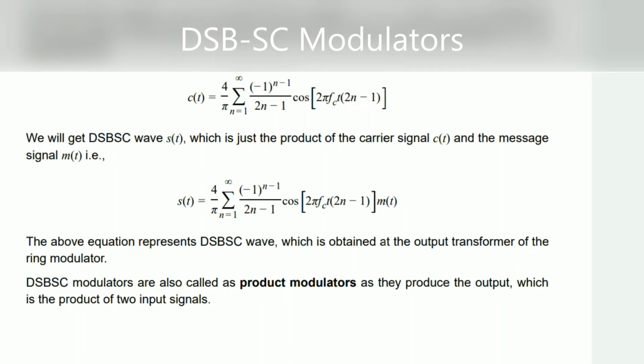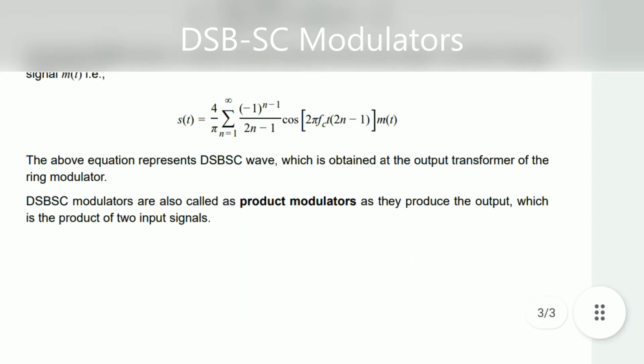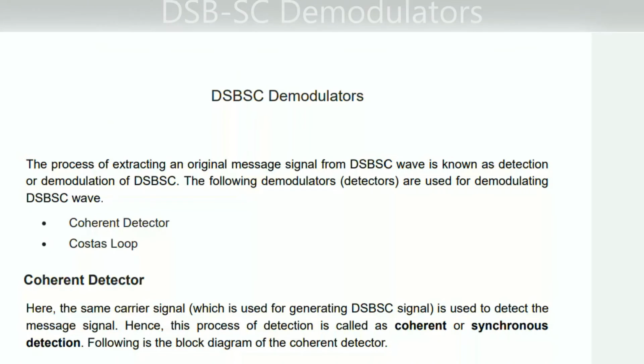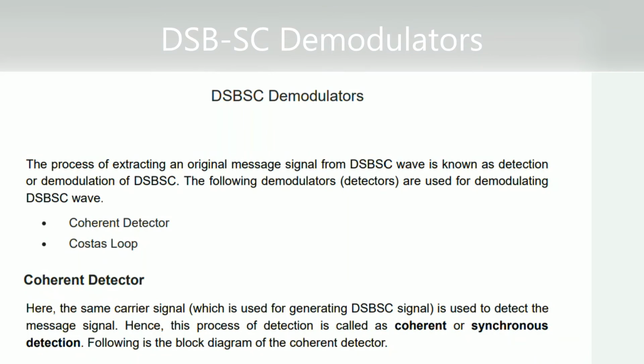DSB-SC modulators are also called product modulators as they produce an output which is the product of two input signals: one is the message signal, one is the carrier signal. So these are all about the two types of double sideband suppressed carrier modulators. Next we will see the double sideband suppressed carrier demodulator.